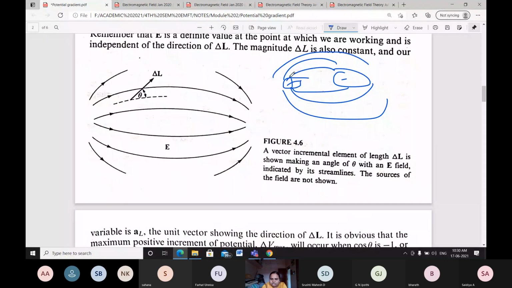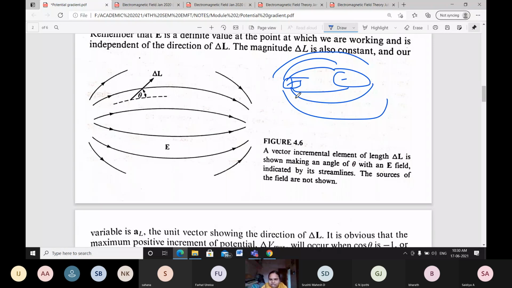It's not the point charge only. We don't know which source we are getting this field from. They are telling that the field is there, and with respect to delta L, it's going to be changing. That's it. It's not that only point charges are there. It may have anything. That's what is taken here.